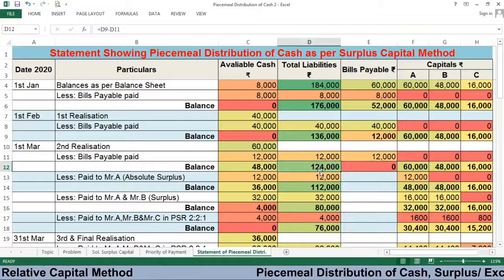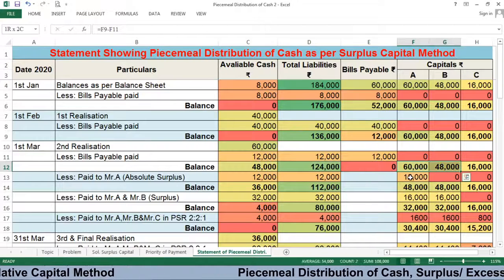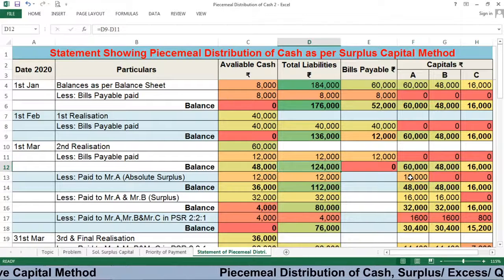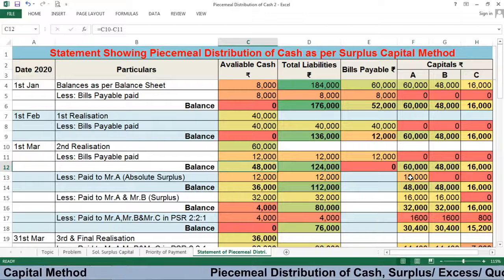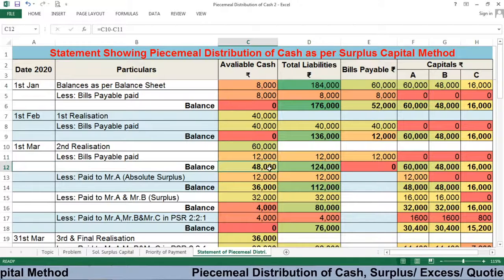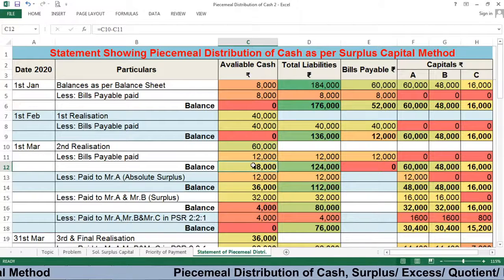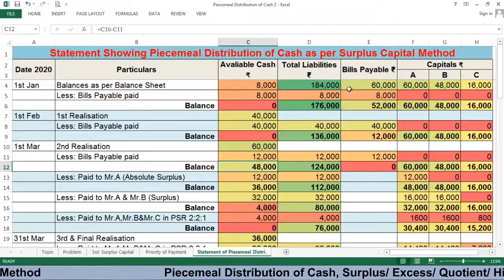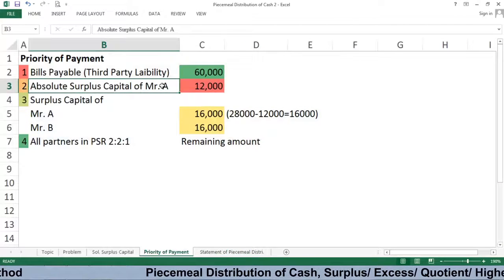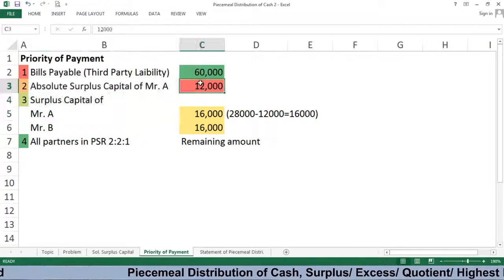So we have 1,24,000 total liability. You can check it by 60,000 plus 48,000 plus 12,000, it comes to 1,24,000, which means we are on the correct path. And now we have a cash balance of rupees 48,000 after the payment of 12,000 to bills payable. Okay, now we have 48,000. So after the payment of bills payable, we have another liability, that is the absolute surplus of Mr. A. So Mr. A's absolute surplus is 12,000.